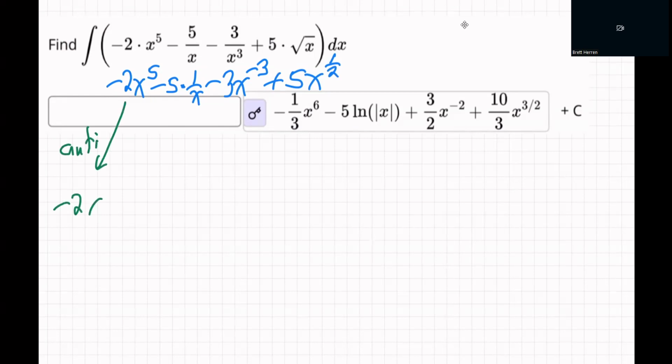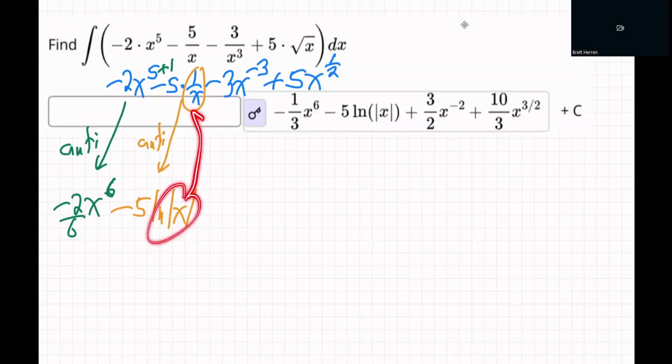So minus 2x to the fifth, we add 1 to that power, becomes 6, and then divide by it, like that. And the next part, the anti of 1 over x, that's natural log of absolute value of x. Now, if you forget the absolute value and just make it regular, it's all right. I told it to give you credit, but technically it's absolute value of x. Remember the derivative of natural log goes back to 1 over x, and technically you need absolute value because only positive can be in there.